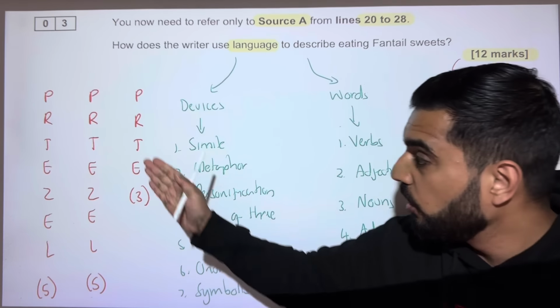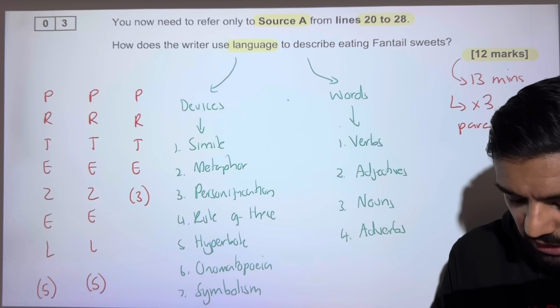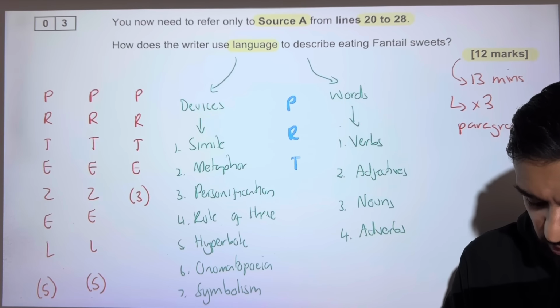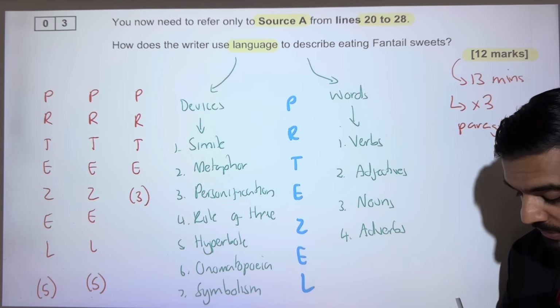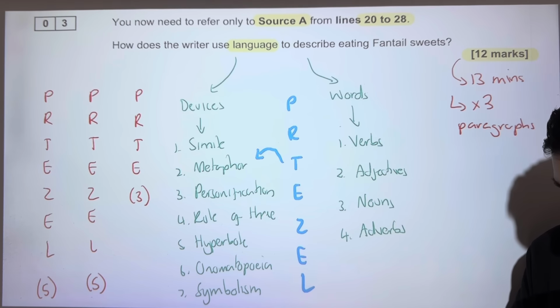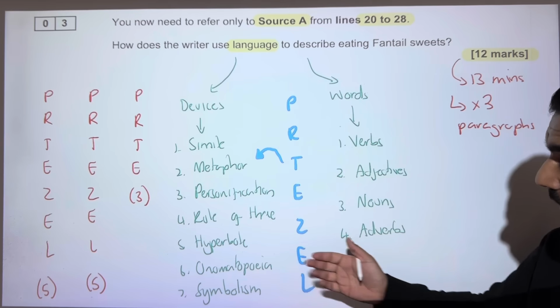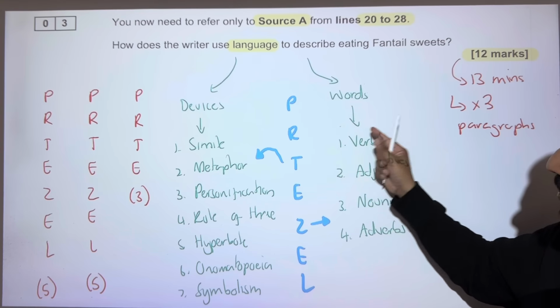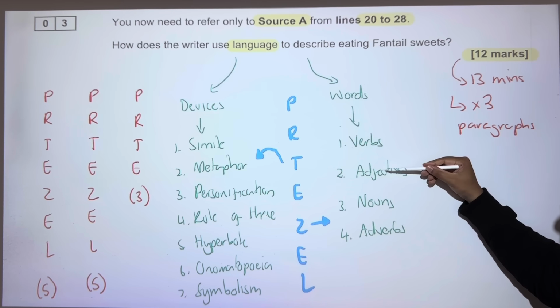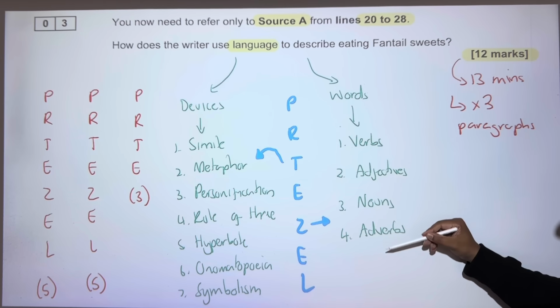So remember, guys, we're doing pretzel paragraphs. So look, if you've got pretzel: point, reference, technique, effect, zoom, effect, and link. When you do your technique, try to pick a language device. And when you zoom in, when you go back to your quote and you zoom into a verb or an adjective or a noun or an adverb.